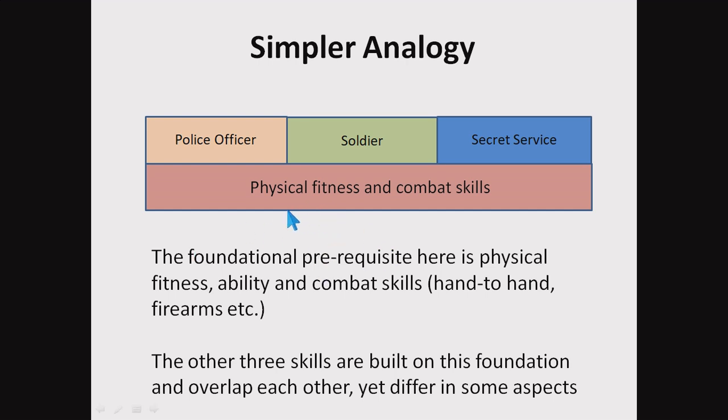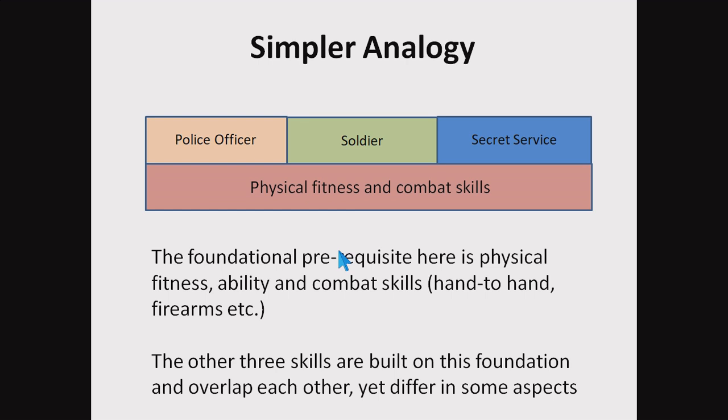So let's assume there's a person who's very good, physically fit, and who's got combat skills. By combat skills I mean martial arts, kung fu or karate, Kalaripayattu and so on, and how to use firearms, for example how to use an assault rifle or an automatic pistol and so on. So what kind of job or career can such a person with this kind of physical fitness and combat skills do?